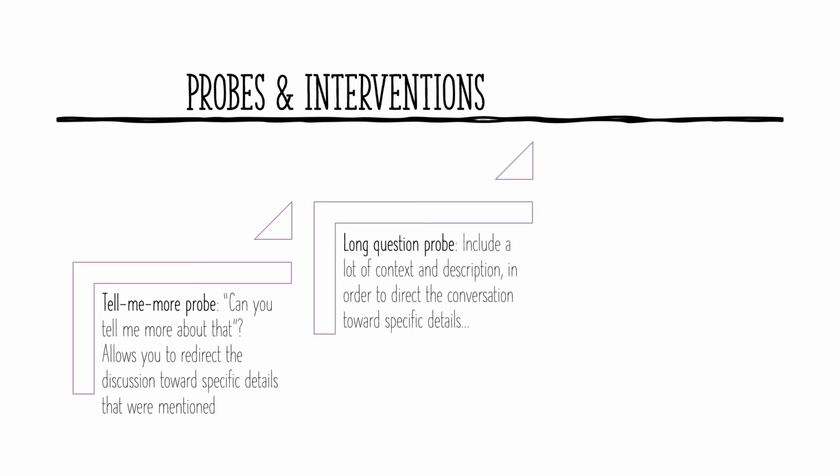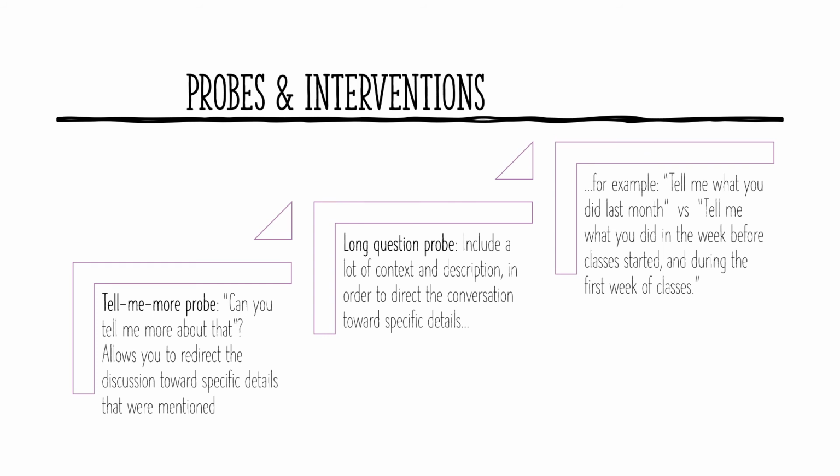And the long question probe includes a lot of context and description in order to direct the conversation towards specific details, either something that may have been mentioned but only briefly and you want to go back to it, or if the conversation has gone completely off the rails and you want to come back to one of your questions that you've written down. This might be a way to do it. So for example, think of the difference between asking, tell me what you did last month, and tell me what you did in the week before classes started and during the first week of classes. Trying to get someone to focus on a specific time period where they are more likely to remember important events that happened.